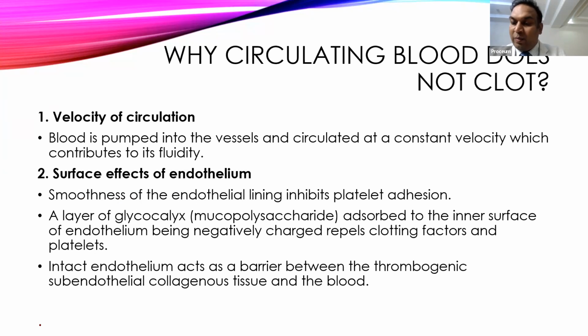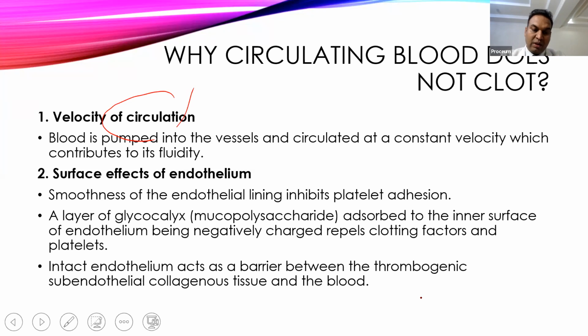Now the same question: why doesn't blood clot in circulation? So first, because of circulation. If blood keeps on flowing, it contributes to the fluidity of the blood. Then the presence of the smooth surface of the endothelium inhibits platelet aggregation. Then the presence of the glycocalyx or mucopolysaccharide on the endothelium, which has a negative charge, repels the clotting factors and platelets also. And then the intact endothelium also acts as a barrier between the collagen fibers and blood, so it prevents the contact of platelets with collagen fibers.